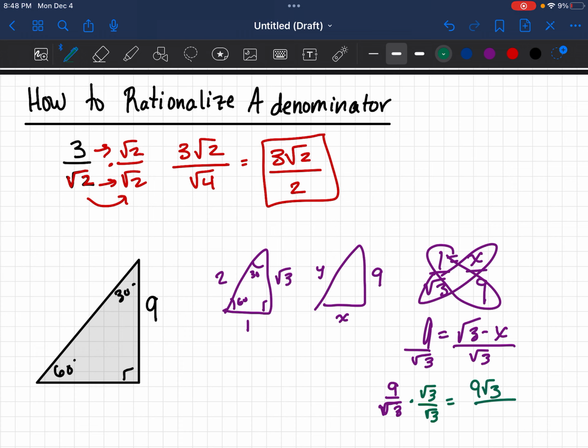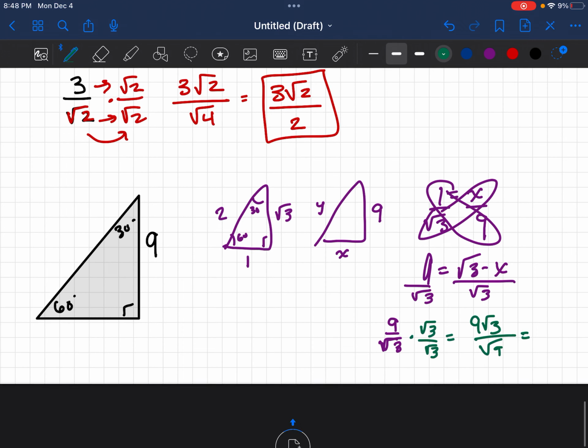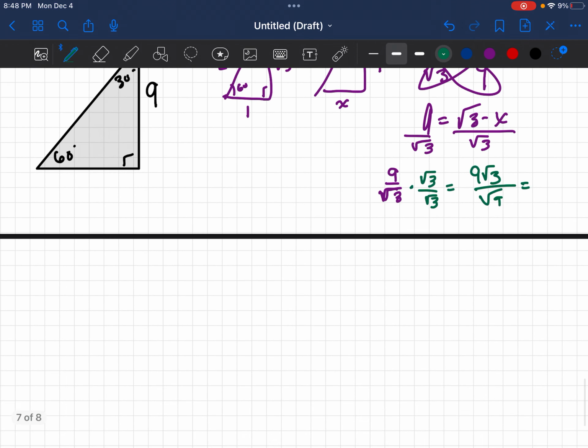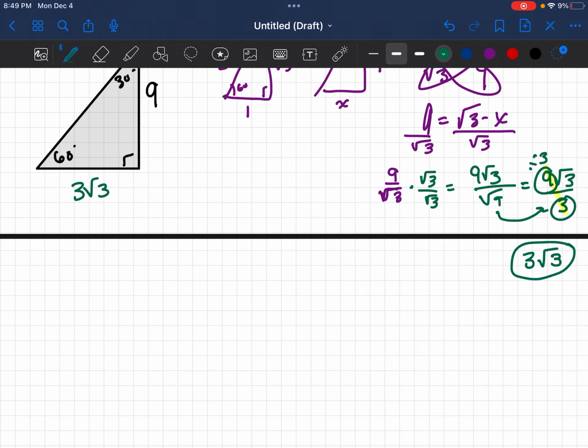9 times the square root of 3 is just 9 square roots of 3. The square root of 3 times the square root of 3 is the square root of 9. I keep simplifying. I will get 9 times the square root of 3 over the square root of 9, which is 3. And then I can even simplify this one step further because both of those numbers can be divided by 3. So I get 3 square roots of 3 if I divide this by 3 and this by 3. And that will be my answer. 3 square roots of 3.